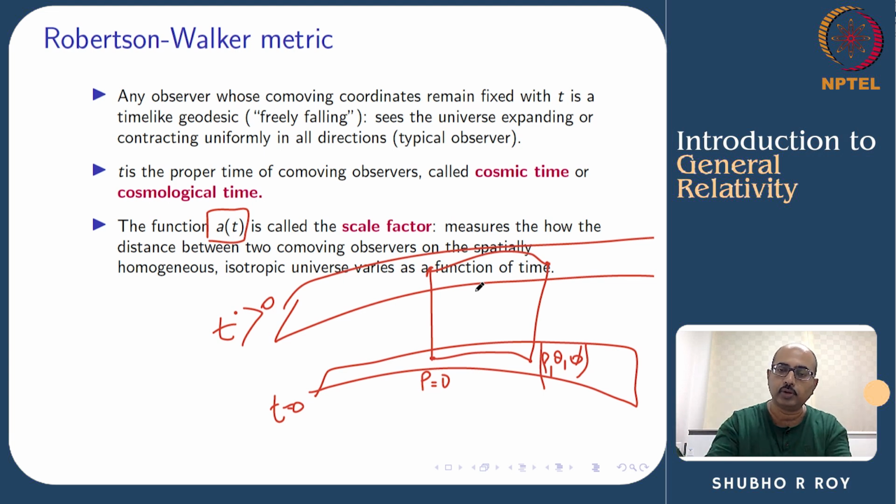It can decrease or increase depending on the matter, the energy distribution, of the universe. But the idea is, you took two points or two co-moving observers, and with time the distance will change because of the expansion or the contraction of the universe, and the scale factor keeps track of that. If the scale factor is 2 after some time, that means the distance between those same two co-moving observers will become double.